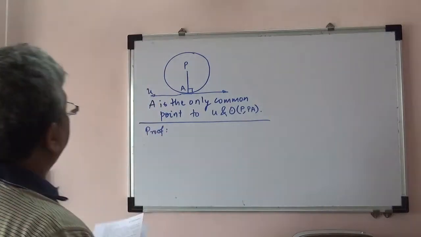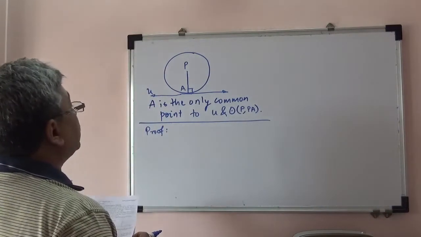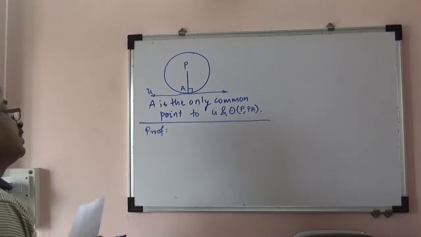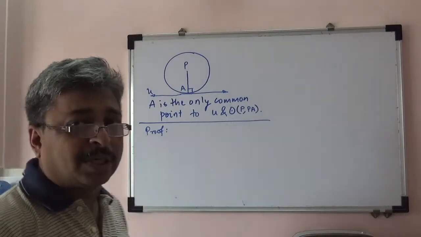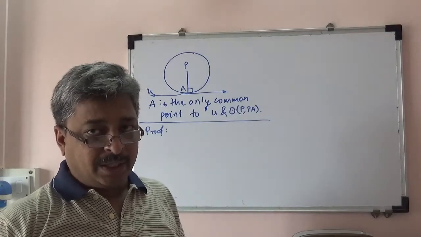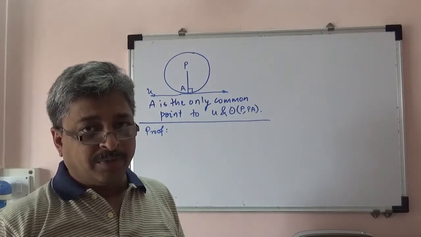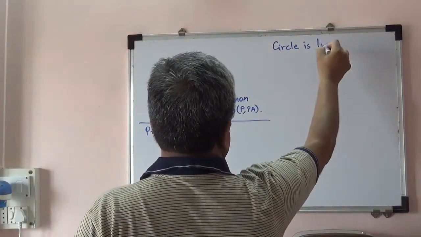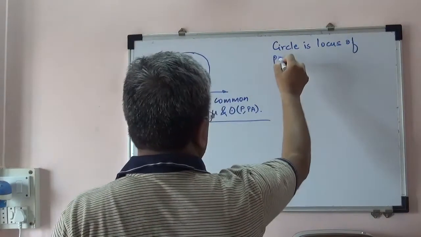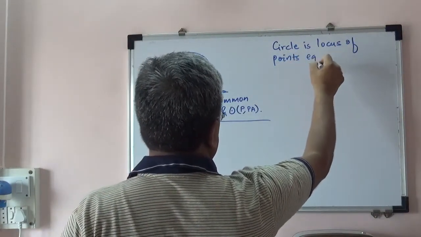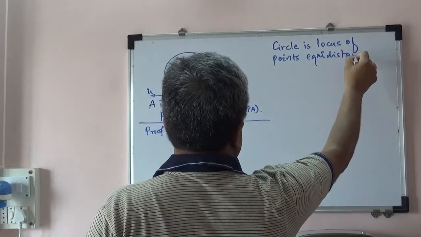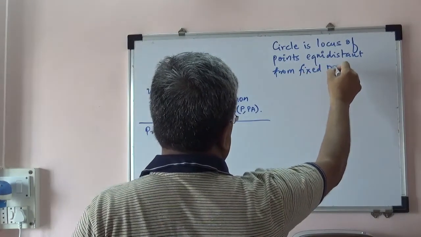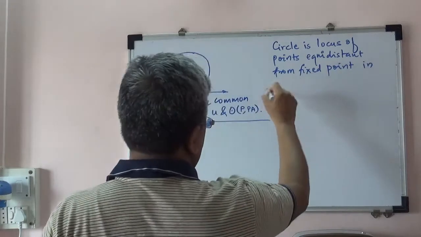Okay. Now, if I want A to be the only point common between the line and the circle, I need definition of circle. What is circle? Circle is locus of points equidistant from a fixed point in a given plane.